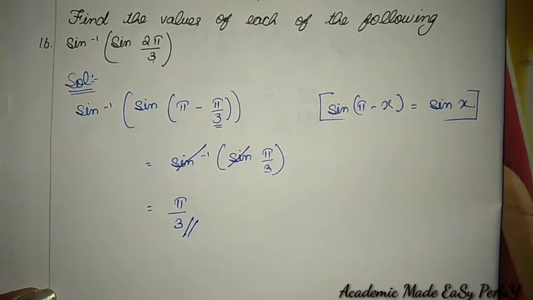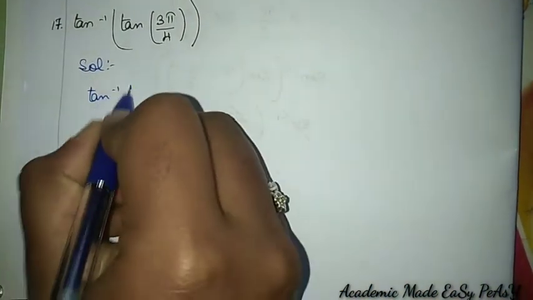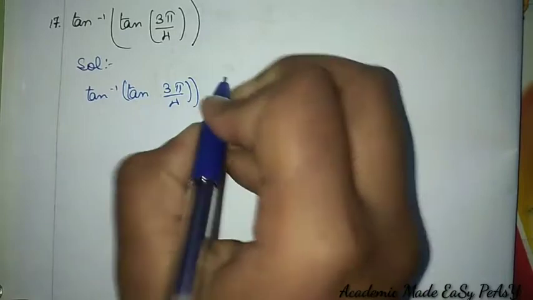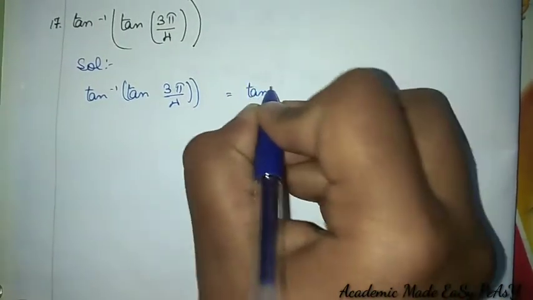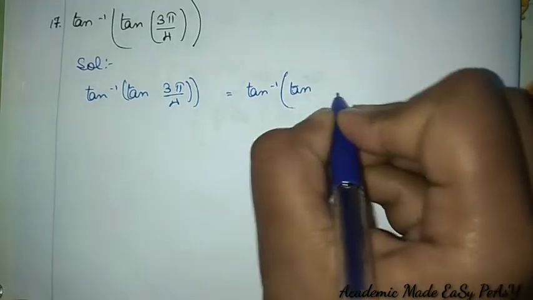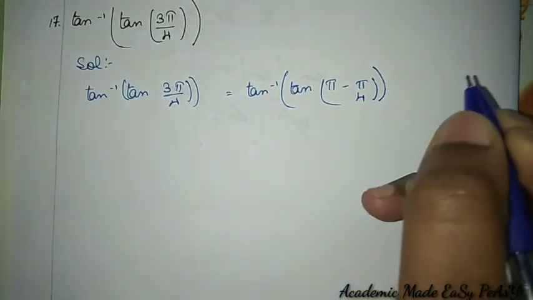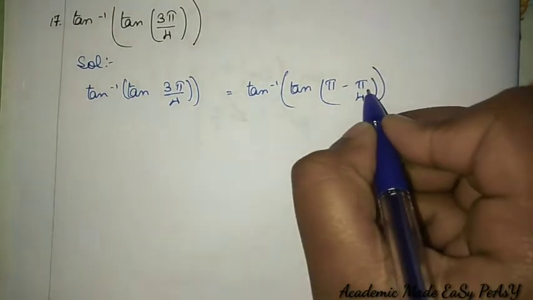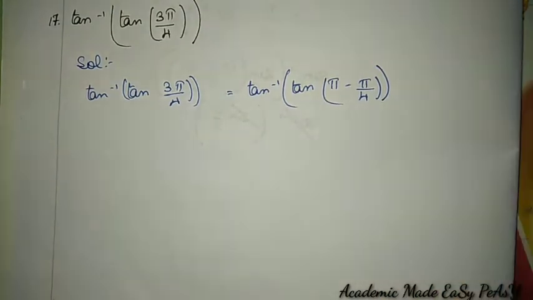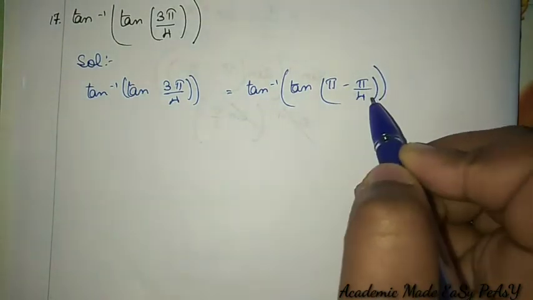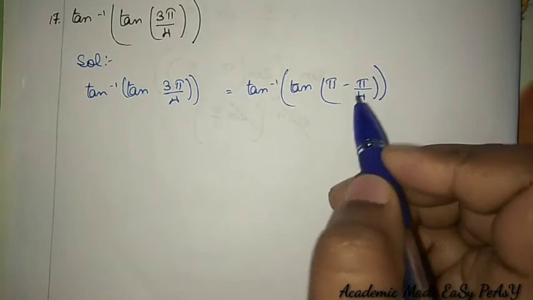This is my answer. Question 17, tan inverse of tan 3 pi by 4. This also we have to do the same way. Tan inverse of tan 3 pi by 4 can be written as tan inverse of tan of pi minus pi by 4. Everything should not be written as pi minus pi by 4 or pi minus pi by 3 and all. It just depends on the question. Here 4 pi minus pi by 4 gives me 3 pi by 4, so only I am taking it in such a way.